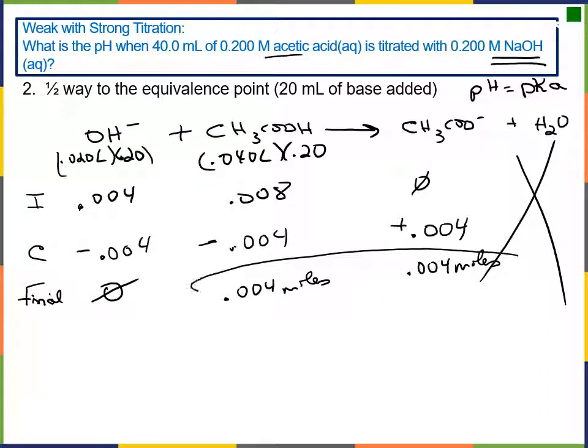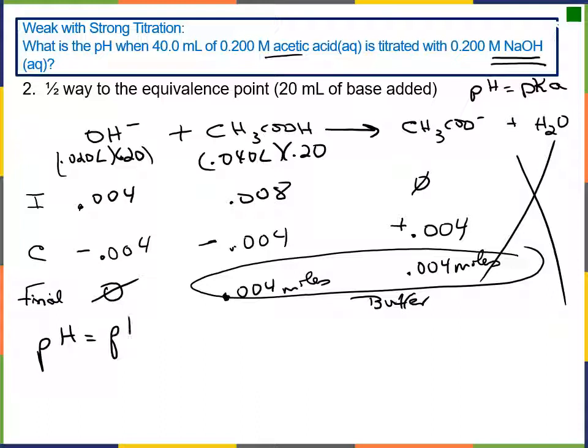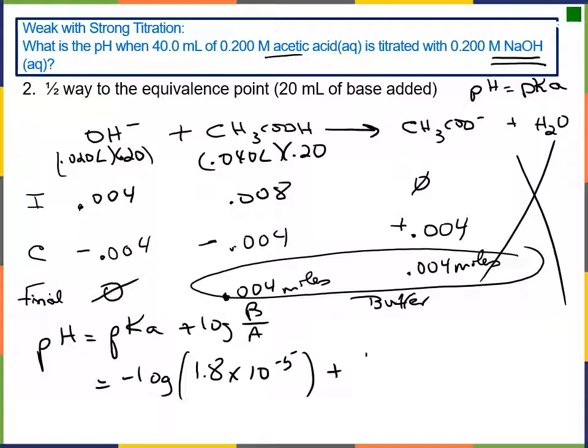Now, we're going to reevaluate at this point every time. And when we do this, we're going to realize that we have a buffer. We have a weak acid and its conjugate base. You know when we have a buffer, pH is equal to pKa plus the log of the base over the acid, which is equal to the minus base 10 log of 1.8 times 10 to the minus 5 plus the log of the base over the acid. Now remember, we do not have to actually do molarities here. We could do moles. Why? Because the volumes are constant and they will divide out. And we're going to have 0.004 over 0.004.